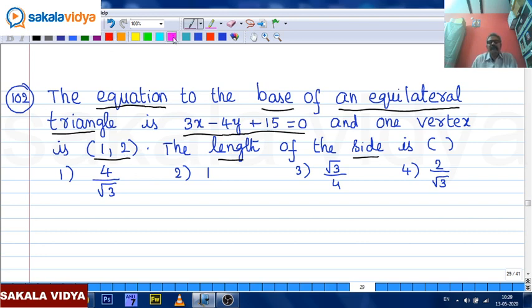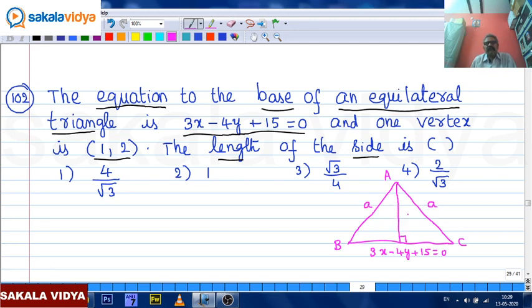So now you draw the equilateral triangle. This is not to scale, do not worry. Say points A, B, C. Let us say this equation is 3x minus 4y plus 15 equals to 0. Let us say the side is a, we need to find out a. Drop the perpendicular. Say this is H, this will be point D. So A coordinates are 1 comma 2. First let us find out H here.